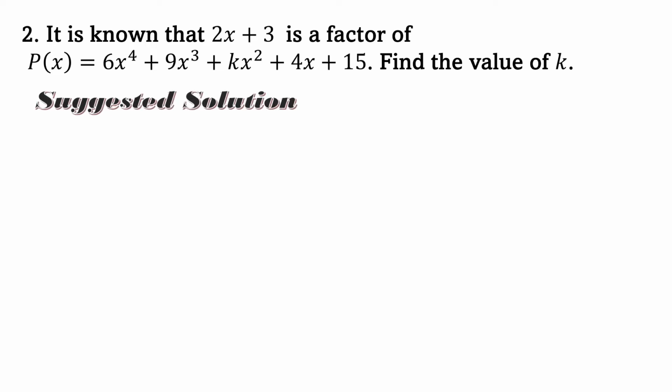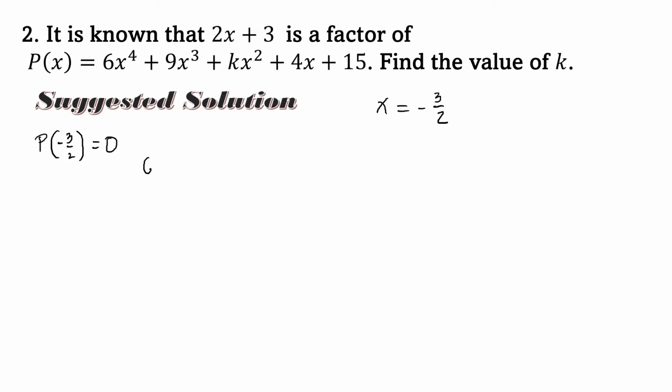Alam natin na ang 2x plus 3 ay factor ng given polynomial. At kung kukunin natin ang 0 nito, makukuha natin x is equal to negative 3 halves. Mula sa factor theorem, kung kukunin natin ang p of negative 3 halves, ang result nito ay 0 dahil nga ang 2x plus 3 ay factor ng given polynomial. Substitute natin ang negative 3 halves sa lahat ng x ng given polynomial.